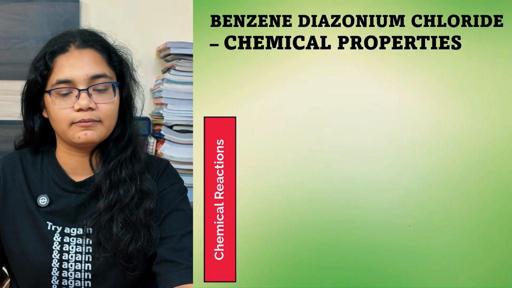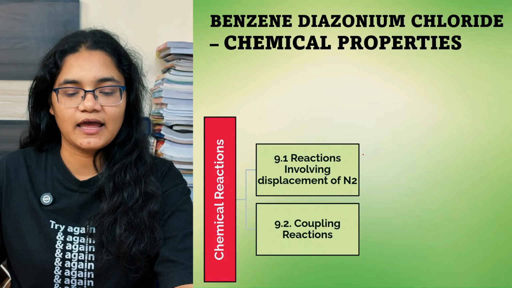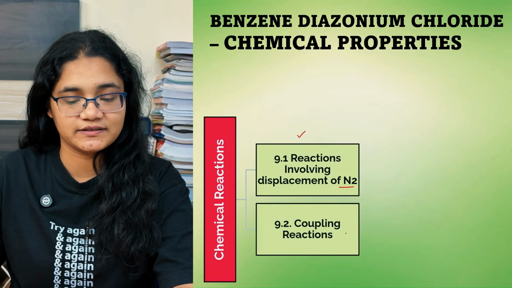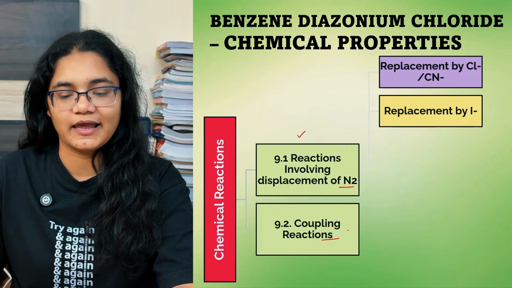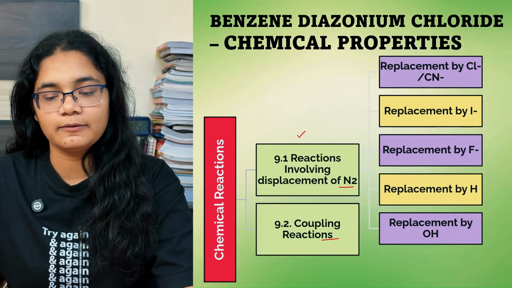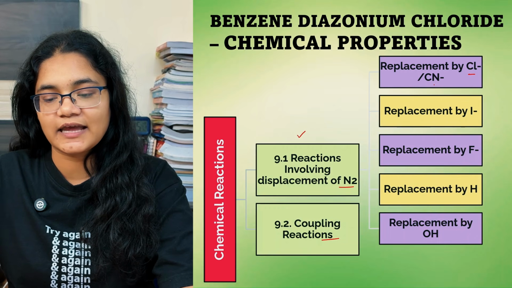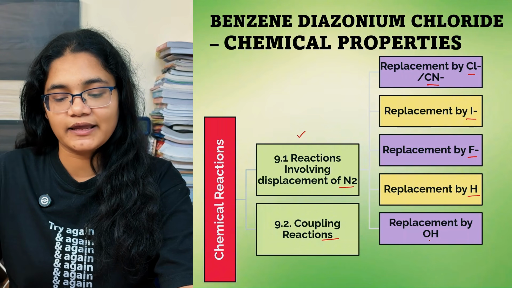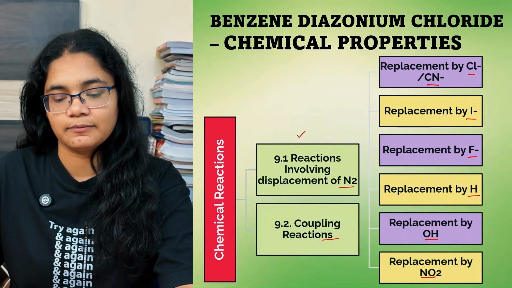Now we'll talk about the chemical properties. Here we have some reactions of benzene diazonium chloride which involve the replacement of the N2 group, and we'll also talk about the coupling reaction. In the replacement of the N2 group, we have replacement by Cl minus and CN minus, replacement by I minus, F minus, replacement by HOH, and replacement by the NO2 group.